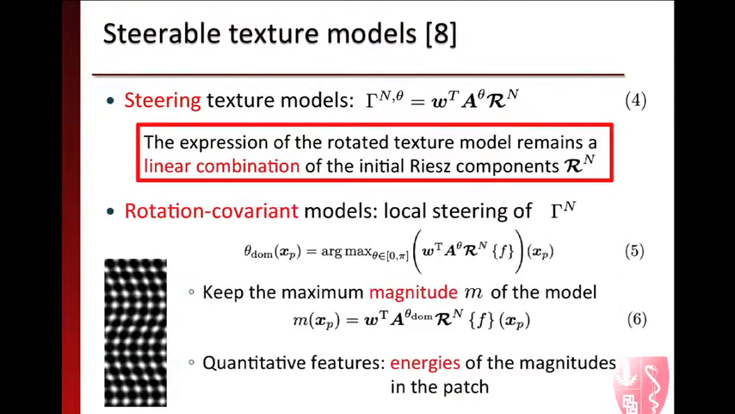So now, to have a rotation covariant model, we can, for each point of the image, rotate it to find its maximum magnitude. So we will find an angle for each point of the image, and then we can create a magnitude map of the image, and as a quantitative feature, we can just use the energies of the magnitude over the image. So if we do that for each model, then we can have very specific features characterizing the response of a given tissue.